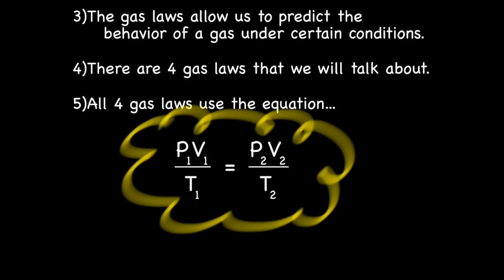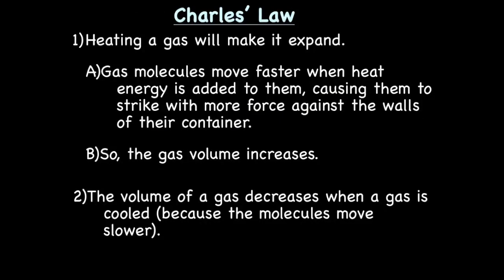Okay, so you need to know this equation, although we're going to use it so much it won't be a problem. P1 V1 over T1 equals P2 V2 over T2. Okay, finally, we're done with the background information. Let's talk about Charles' law.